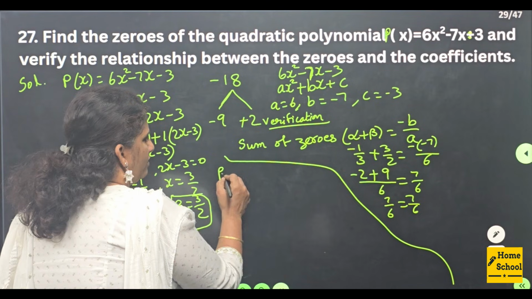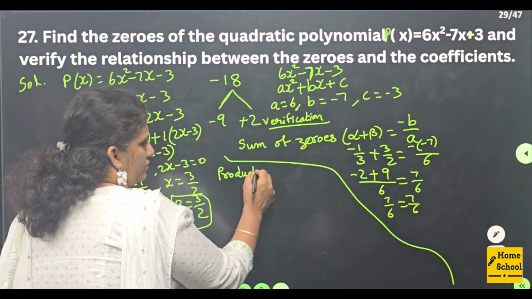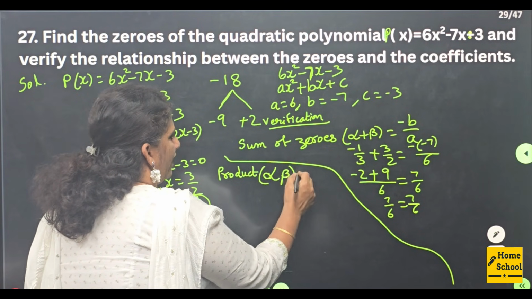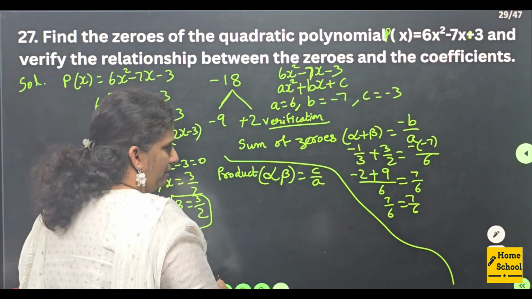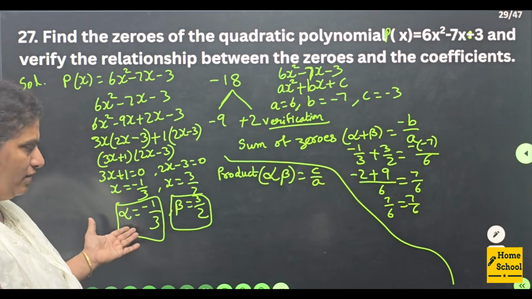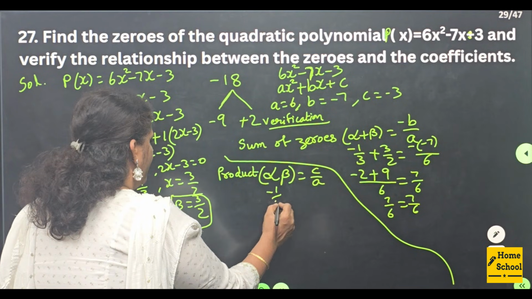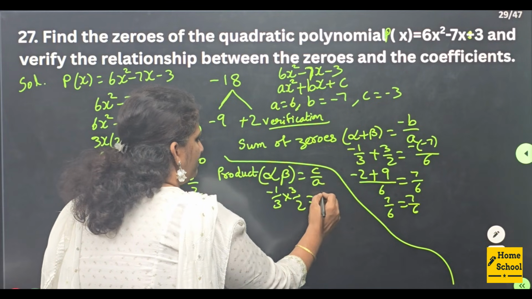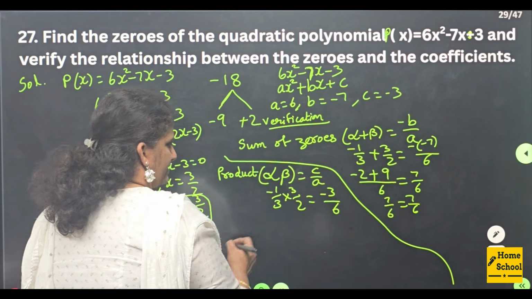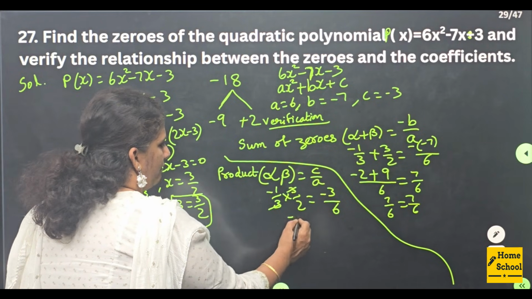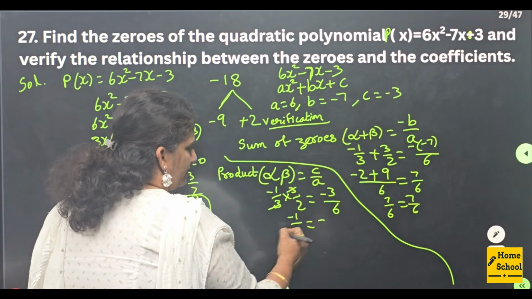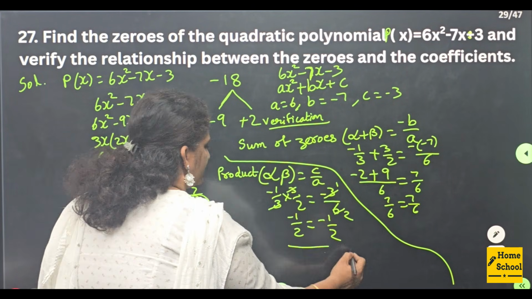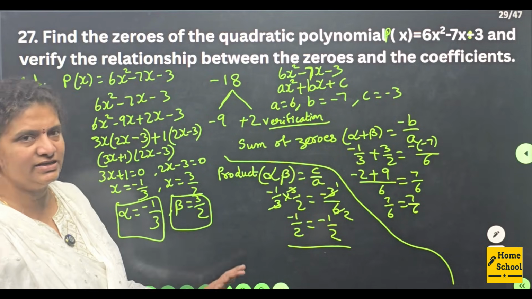What is another one? Product of zeros. What is product of zeros? Product alpha into beta is equal to c by a. Alpha, we know alpha minus 1 by 3 into 3 by 2 is equal to c value is minus 3, a value is 6. 3 3 cancel, minus 1 by 2. Here minus as it is, 3 1s are, 3 2s are. Yes, this is also equal, therefore hence it is verified.